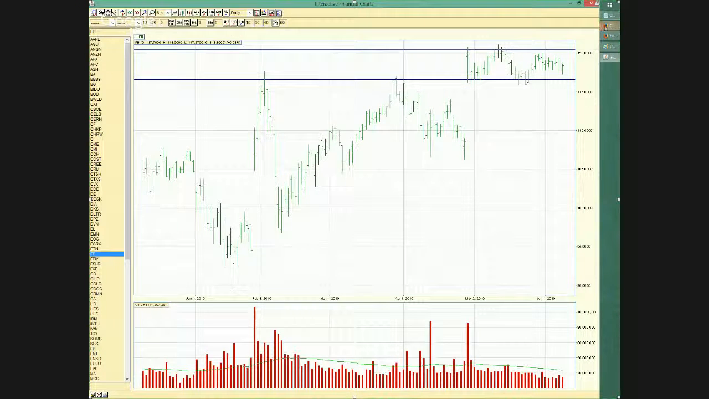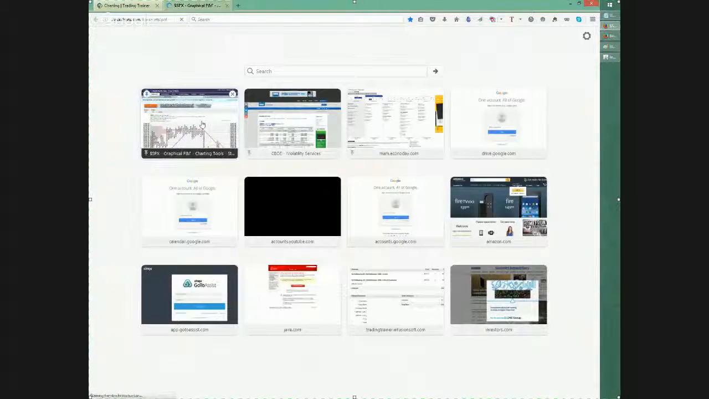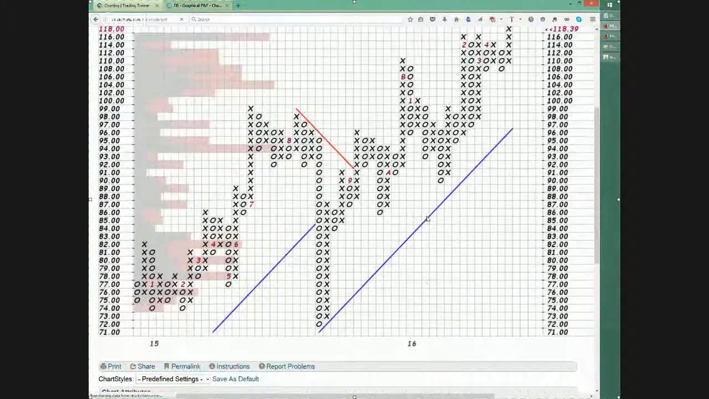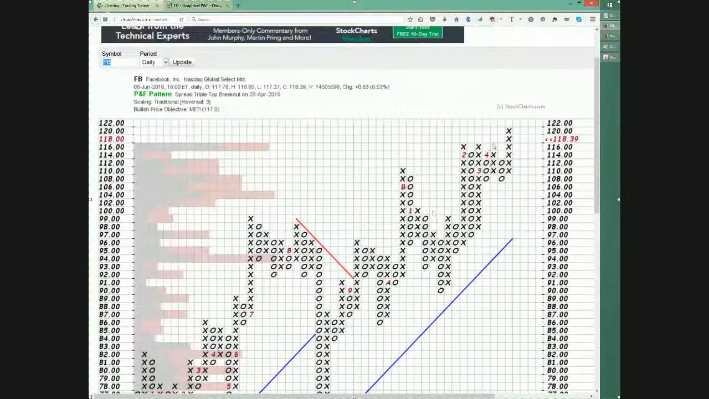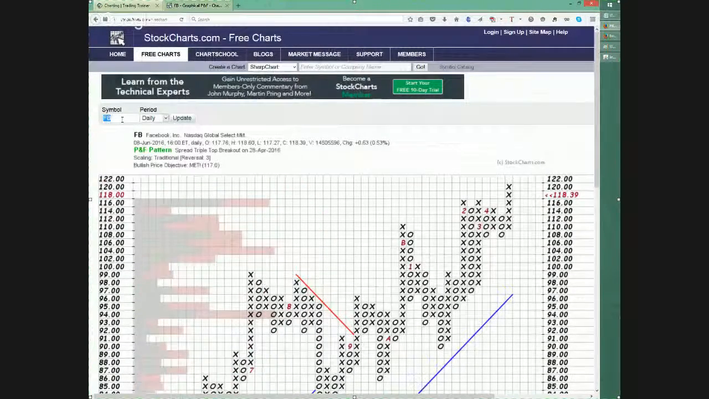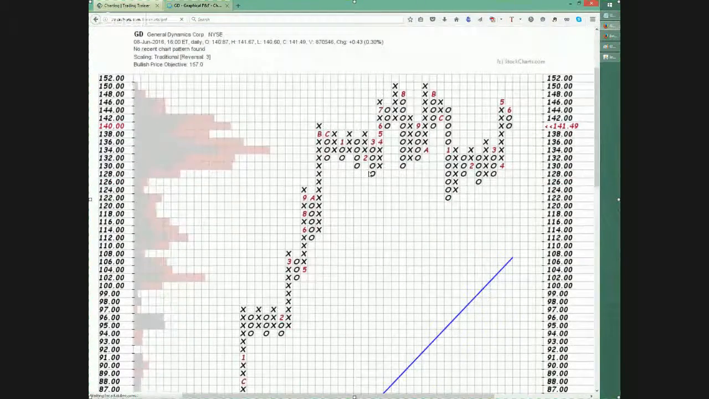By the way, we can for sure use point and figure charts to do this as well. Here's a point and figure chart. Let's look at Facebook again. Now, based on this point and figure chart, maybe a volatility graph, or I should say a probability curve analysis, isn't the best. How about loading up General Dynamics? Maybe General Dynamics is a good candidate.